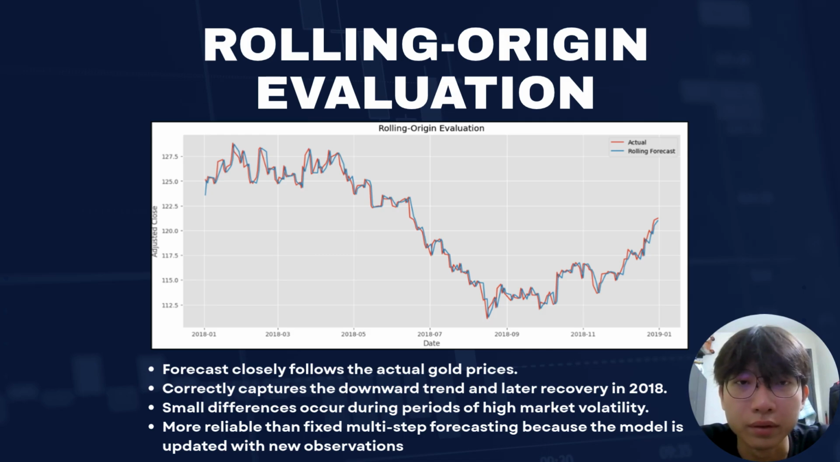Rolling origin evaluation. The forecast closely follows the actual gold prices throughout most of the testing period, showing that the model can effectively track price movement. It also successfully captured the downward trend between June and September 2018, as well as the recovery toward the end of the year. Although small differences appear during periods of high market volatility, the overall forecasting performance remains accurate. Compared with fixed multi-step forecasting, the rolling origin approach is more reliable because the model is continuously updated with new observations.